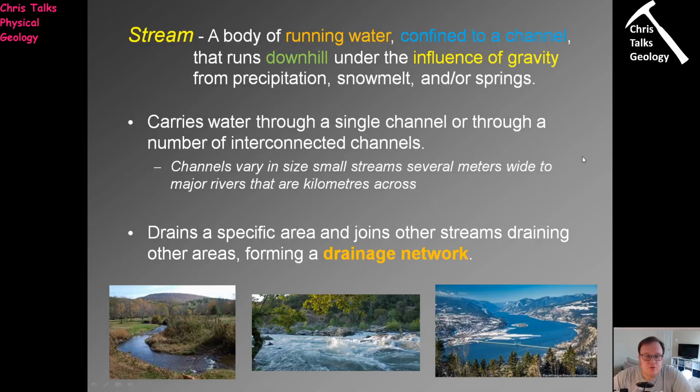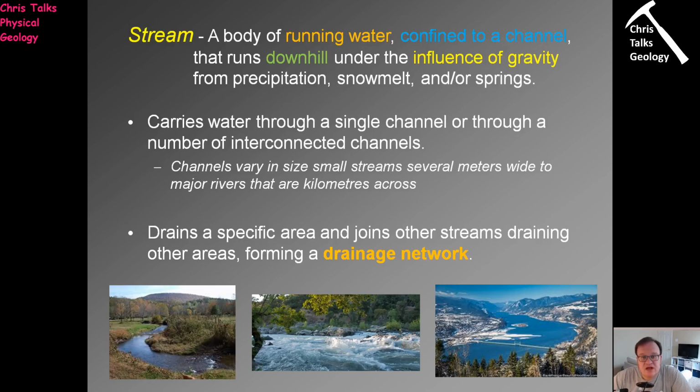Okay, so what's a stream? So a stream is a body of running water which is confined to a channel, and it runs downhill under the influence of gravity. And the water itself is provided by precipitation, snowmelt or springs. So the River Thames, which is the largest river in the United Kingdom, actually starts at a spring.